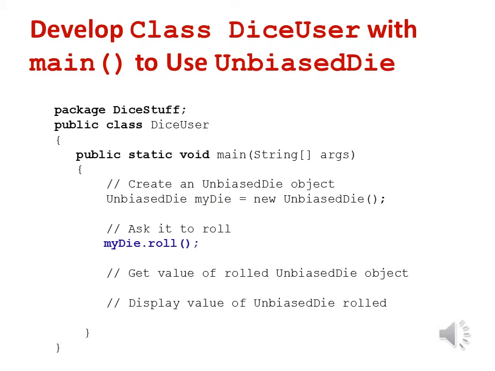We can ask the UnbiasedDie object to roll by sending the message roll to it as in the statement myDie.roll(). When executed, the method roll is executed, which will generate a random number between 1 and 6 and assign it to the value in the object myDie.